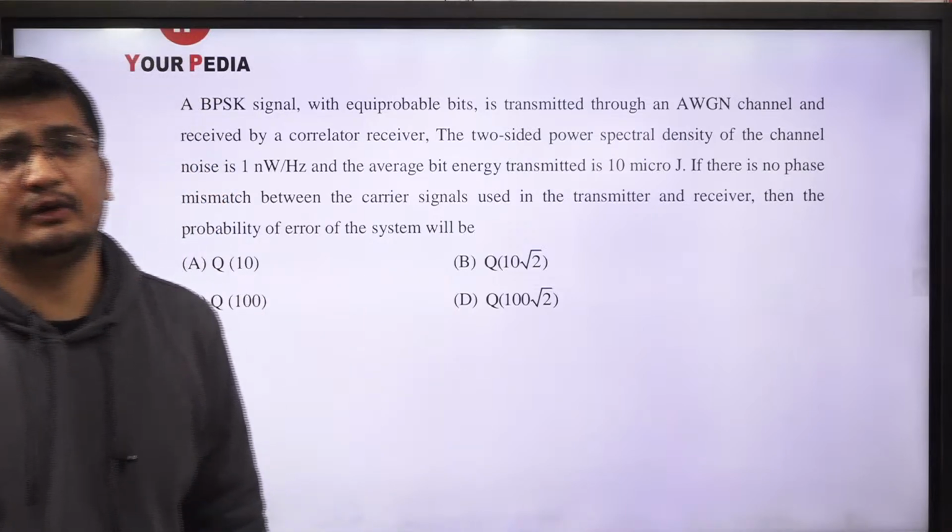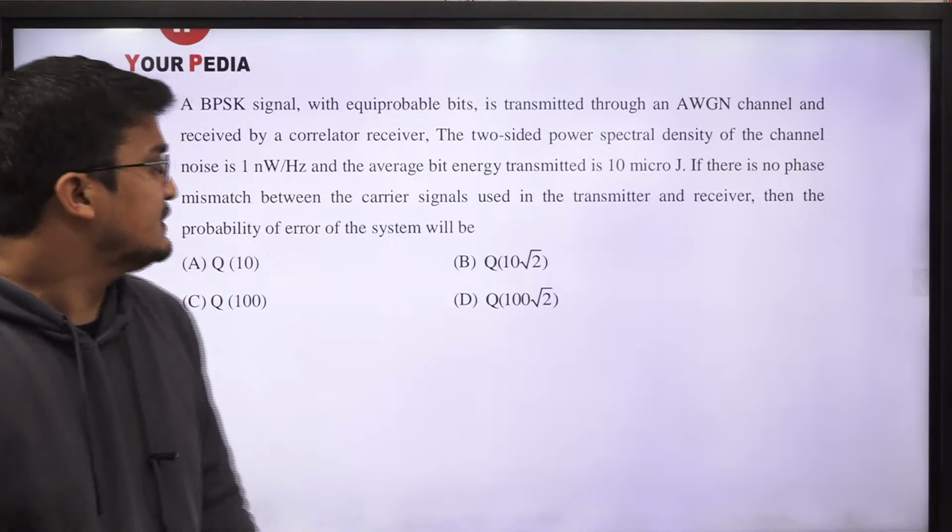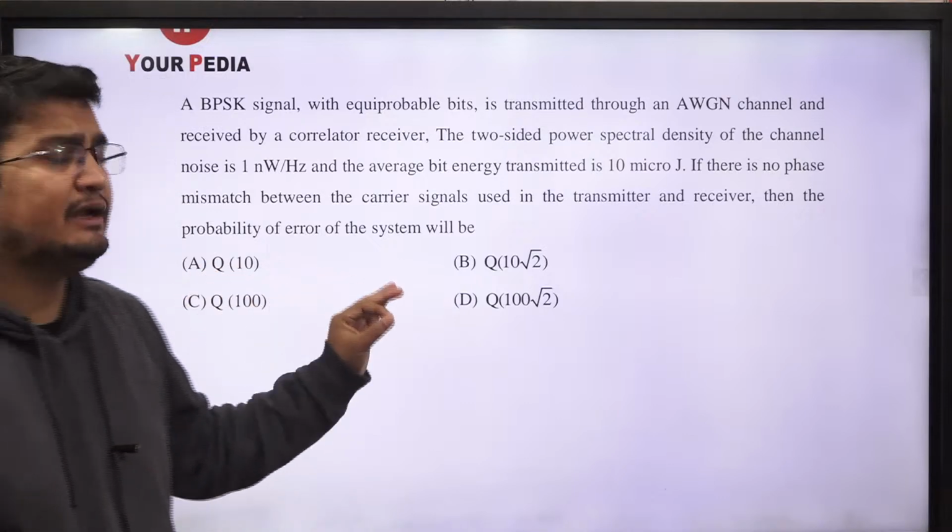Yes, we will definitely be doing it for the mains exam. Okay, so we are asking for the probability of error in terms of the Q function.